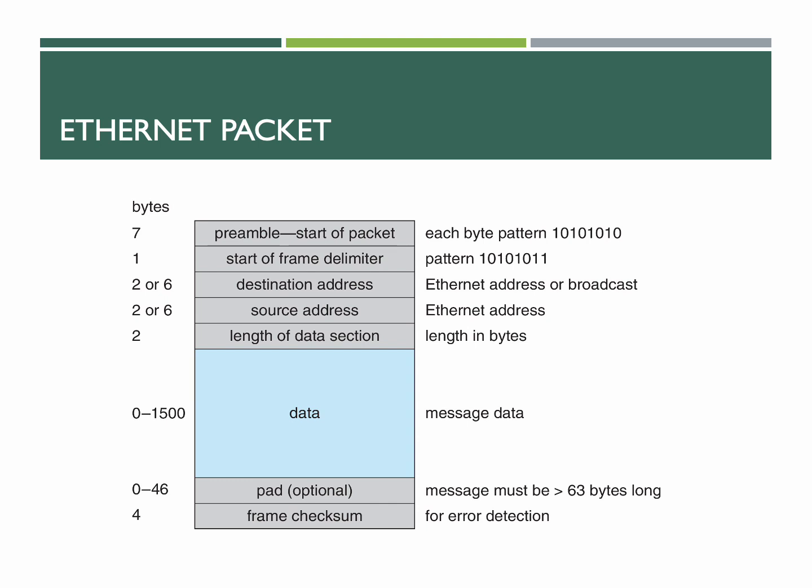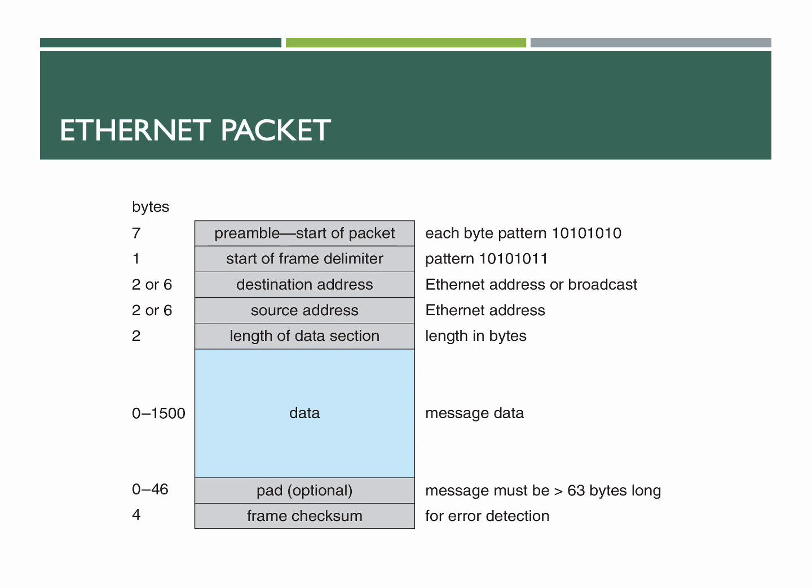Fifth, we have length of data section, which is 2 bytes. It indicates the length of the data payload that follows, measured in bytes. It helps the receiving device know how much data to expect. Sixth is data, 0 to 1500 bytes. This is the actual message data, like part of a web page, an email, or a file chunk. Ethernet frames typically have a maximum payload size of 1500 bytes.